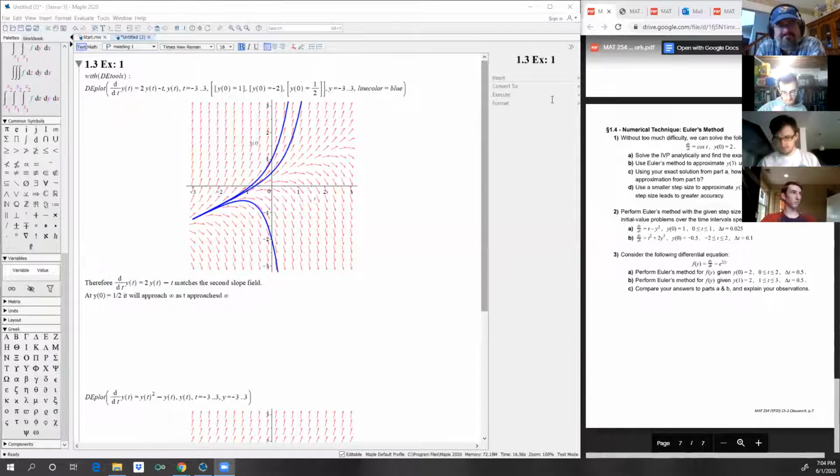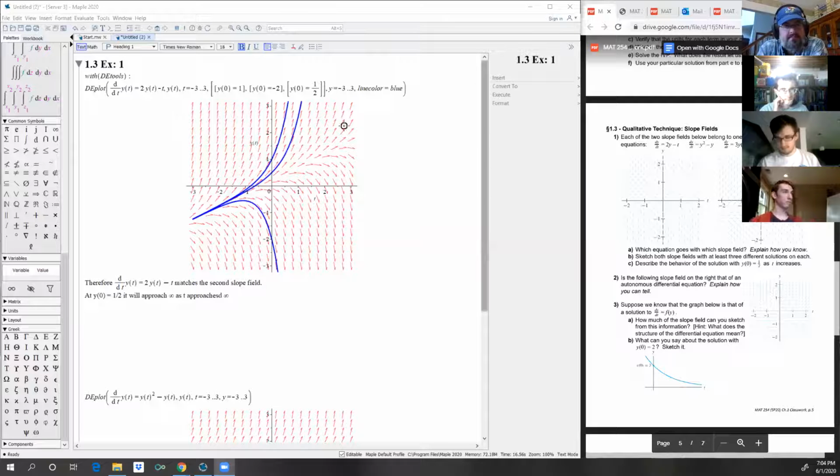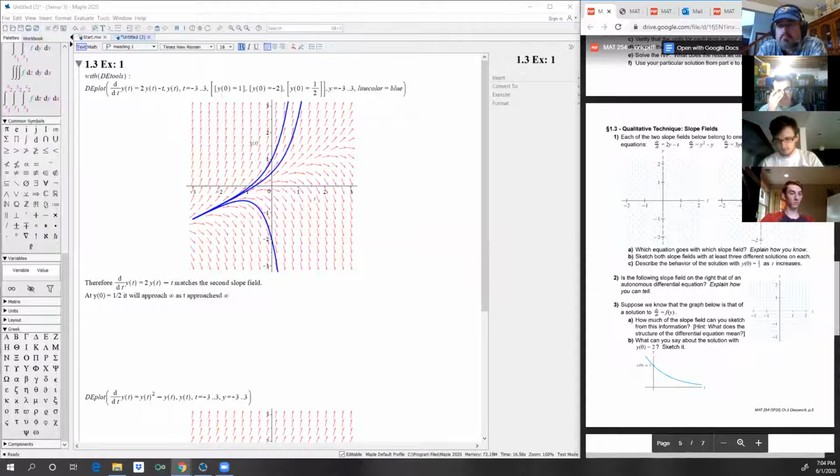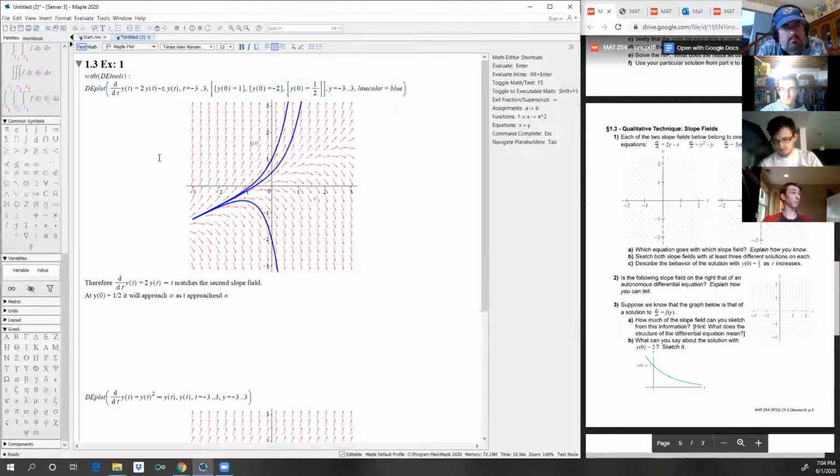So what are we looking at? Okay, so for example 1 on 1.3, it was 4 differential equations given to us. Our path to figure out which one matched each slope field was just plugging each of them into Maple. So I took the first 2 and then Emma took the second 2. I found that the first one, dy over dt equals 2y minus t, matched the second slope field in the classwork.